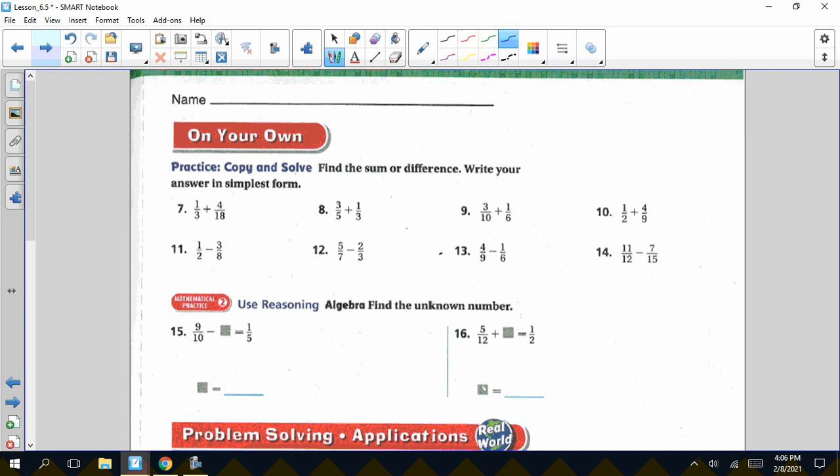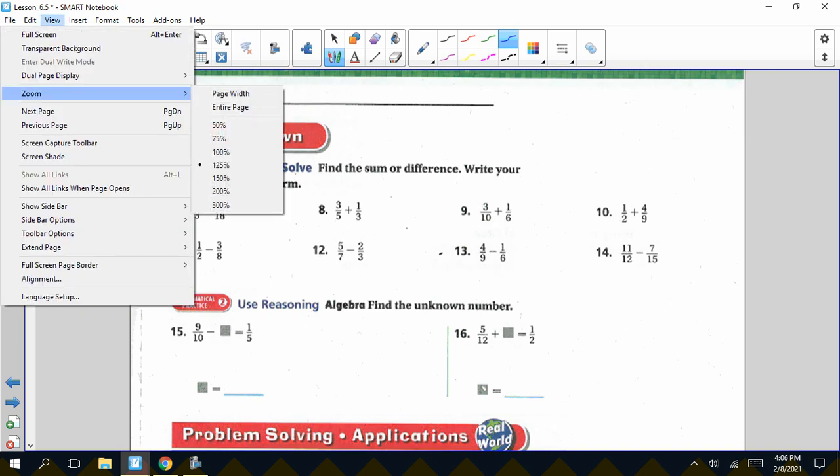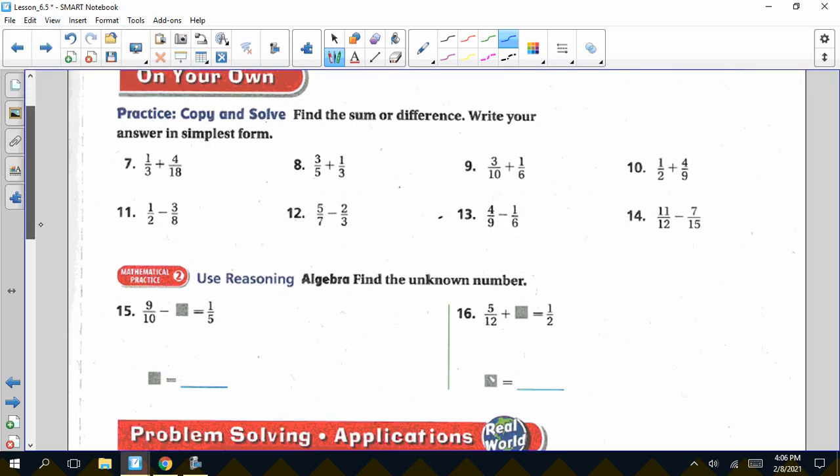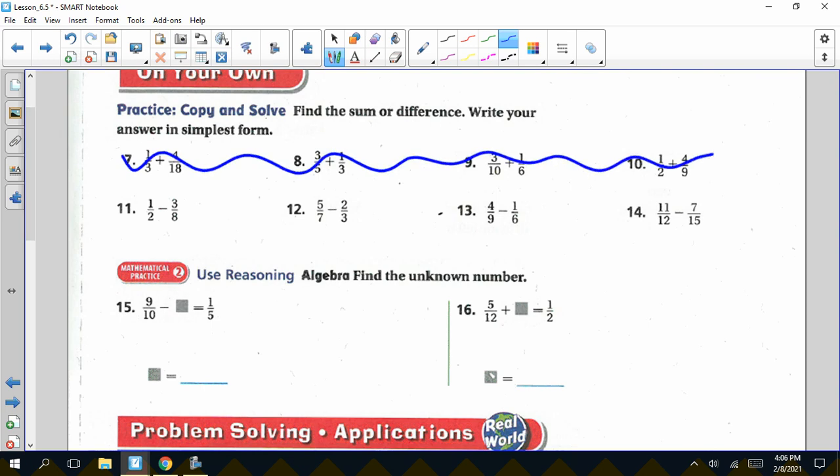Let's turn the page. Zoom this in a little bit more here. We're looking at 11, 12, 13, and 14 now. Number 11 is 1/2 minus 3/8. The denominators are different, so the first step is find a common denominator. Count by 2s, count by 8s until you find something they have in common. You could use 16, but that's not the least common denominator. 8 is the least common denominator, so we're going to use 8 here.